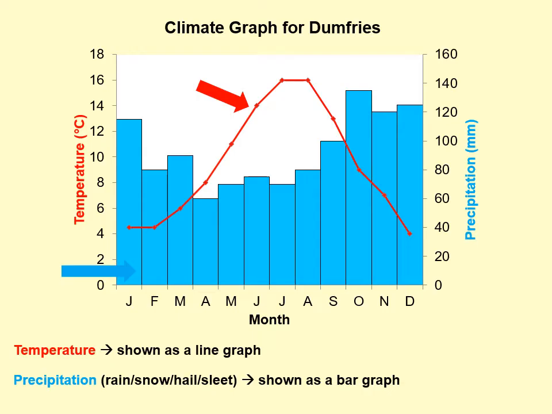Some people like to remember the difference between the two graphs that we've got, that rain usually falls straight down and the rain therefore fills the bars on these graphs. So that might be a way to help you remember that the bars show us precipitation.